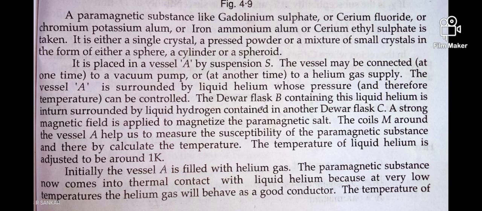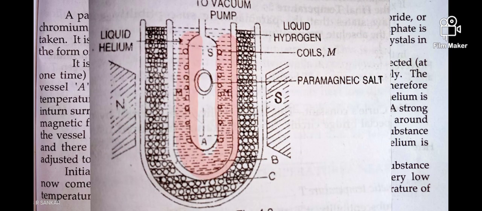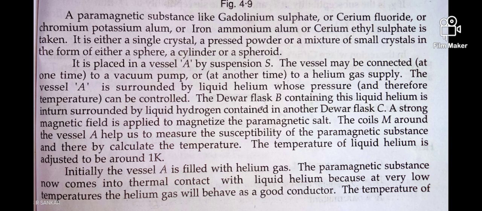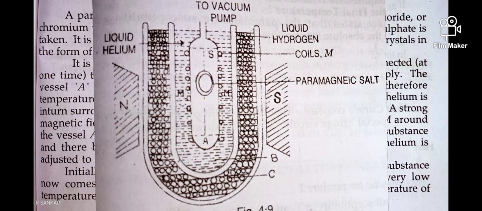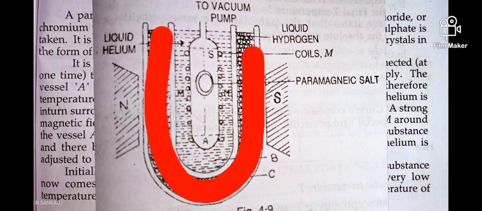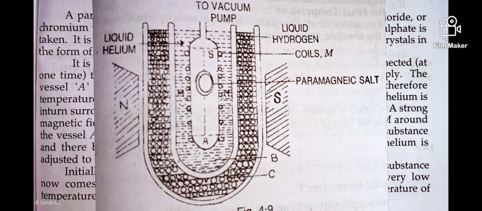The vessel A is surrounded by liquid helium, whose pressure, and therefore temperature, can be controlled. The Dewar flask B containing this liquid helium is in turn surrounded by liquid hydrogen contained in another Dewar flask, designated C in the figure.